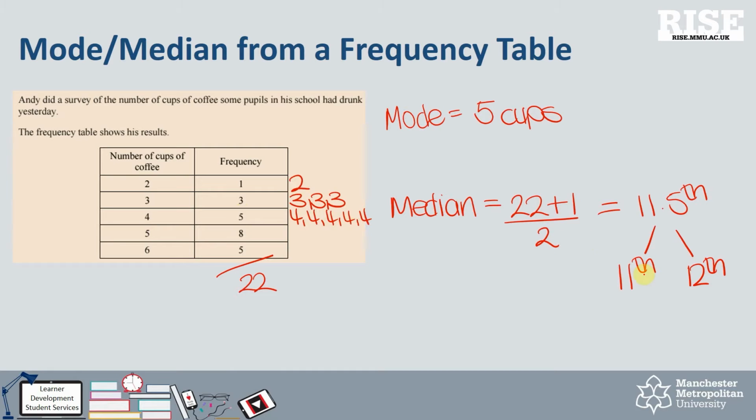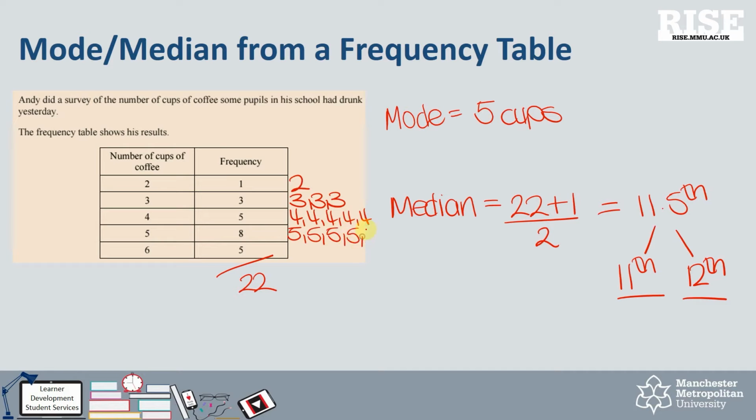Have I got the 11th and 12th yet? I've got 1, 2, 3, 4, 5, 6, 7, 8, 9. I've only got 9 pupils and I need the 11th and 12th. So I definitely need those ones in the next category then. So 8 pupils had 5 cups of coffee. So I'm going to write 5 8 times.